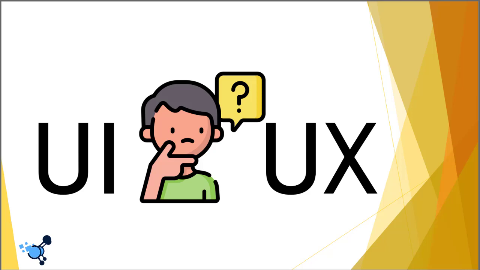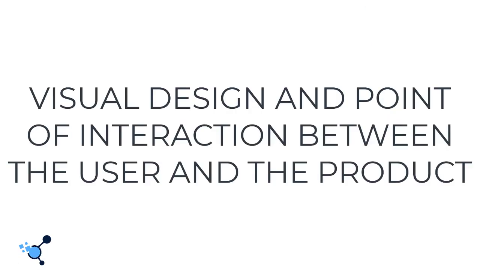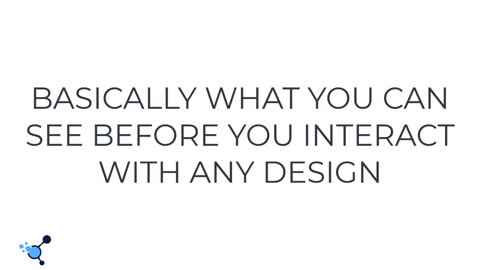UI, or user interface as it is known, refers to the visual elements and interactive components of a product or system. It's essentially the point of interaction between the user and the digital device, encompassing everything designed into an information design with which a user can interact. So basically, it's all about what you can see and what you can perceive before you interact with any design or any device you can see.